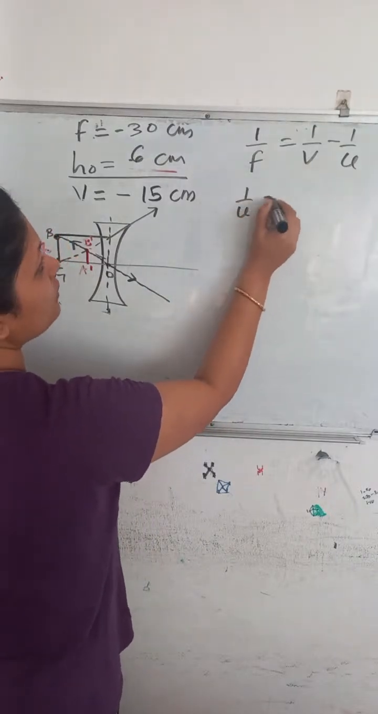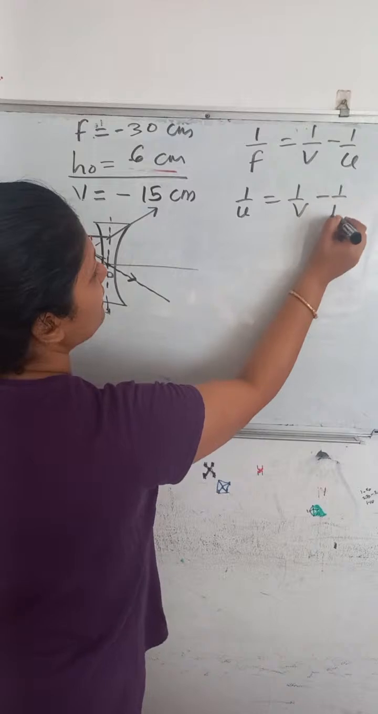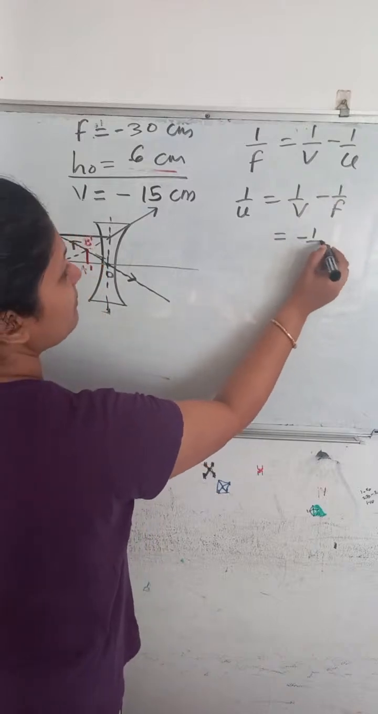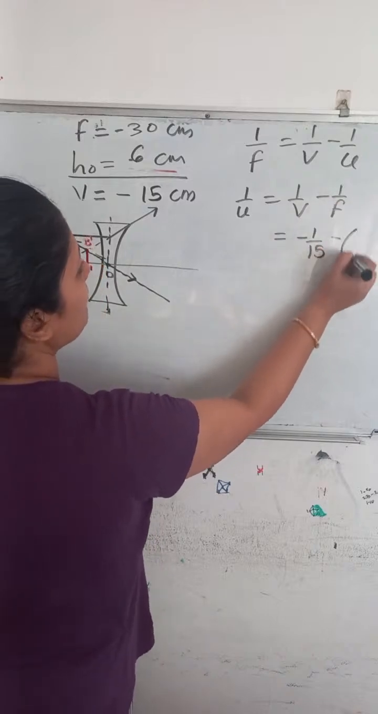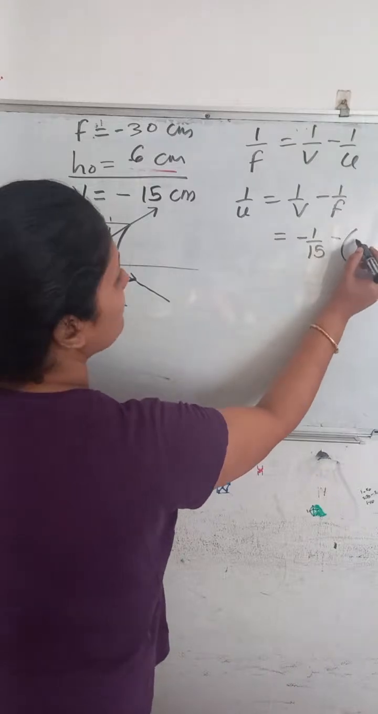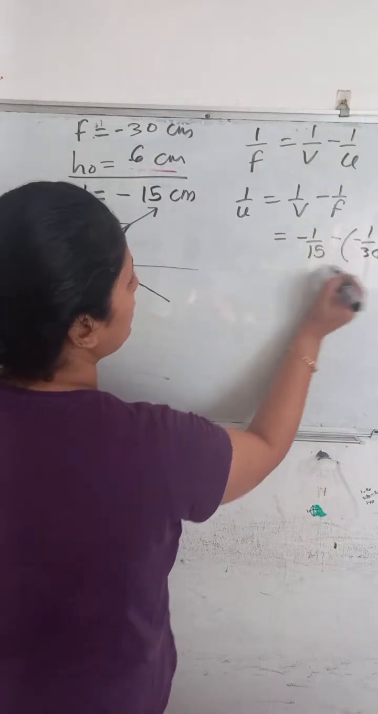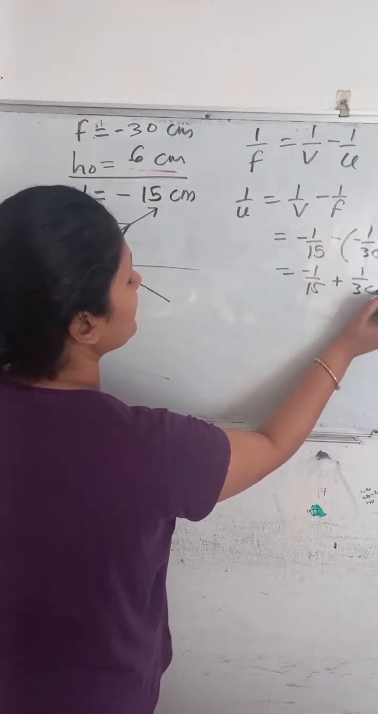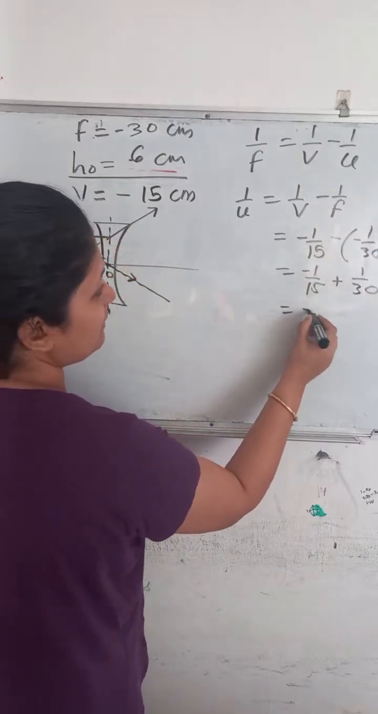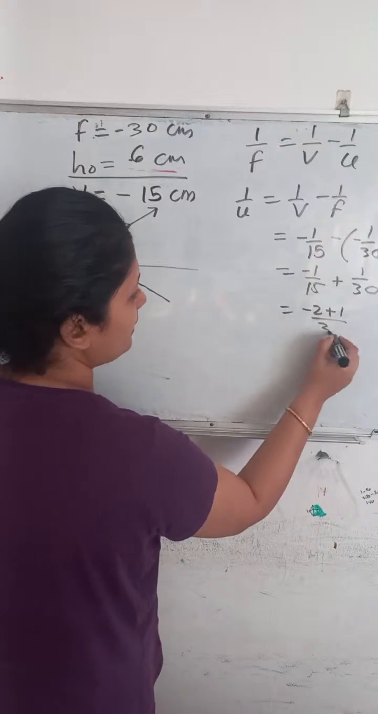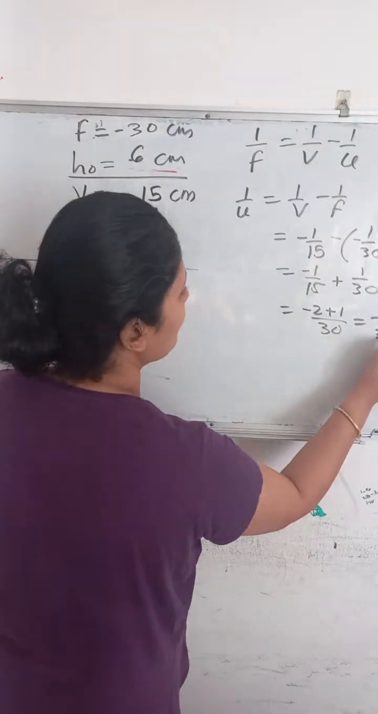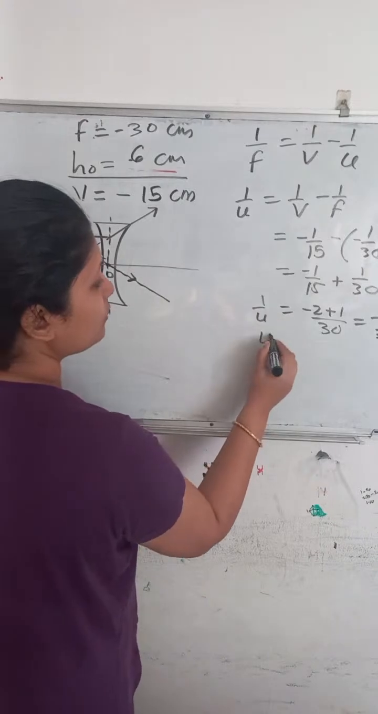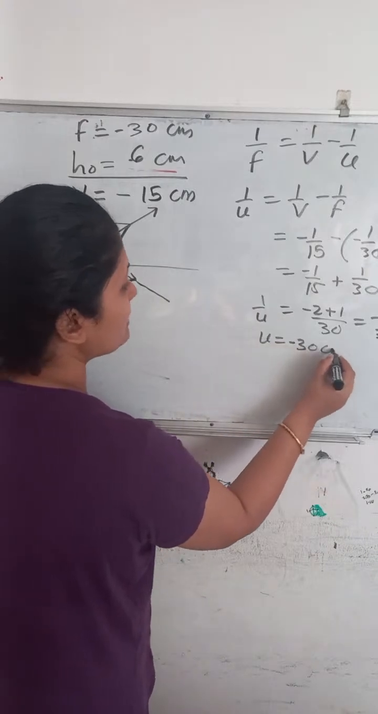So I will take U to this side: 1 by V minus 1 by F. V is nothing but minus 1 by 15, minus focal length, which is minus 30, so plus 1 by 30. So minus 1 by 15 plus 1 by 30. Take LCM: minus 2 plus 1 by 30, that is equal to minus 1 by 30. This is nothing but 1 by U. U is minus 30 centimeter.